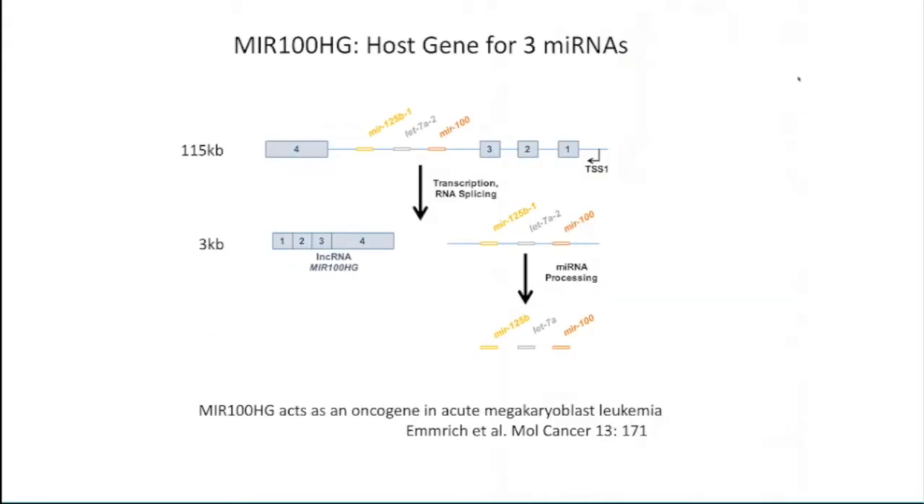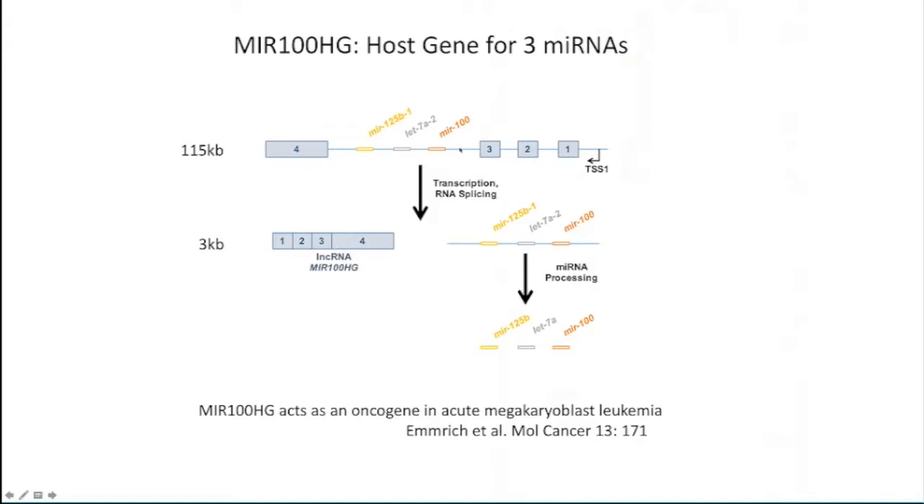And interestingly, they come from a host gene called miR100HG, okay? And so here's the gene. It's actually transcribed from right to left that you see here. It's a very long 115 kb original transcript with 4 exons in the host non-coding RNA. So that's this miR100HG long non-coding RNA. After splicing, it's about 3 kb.